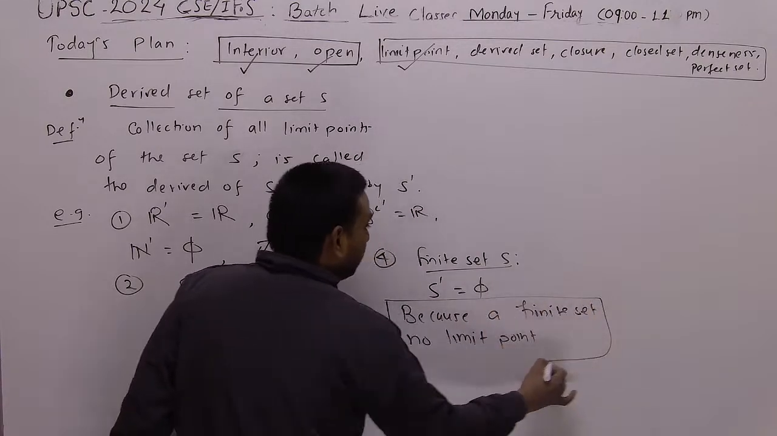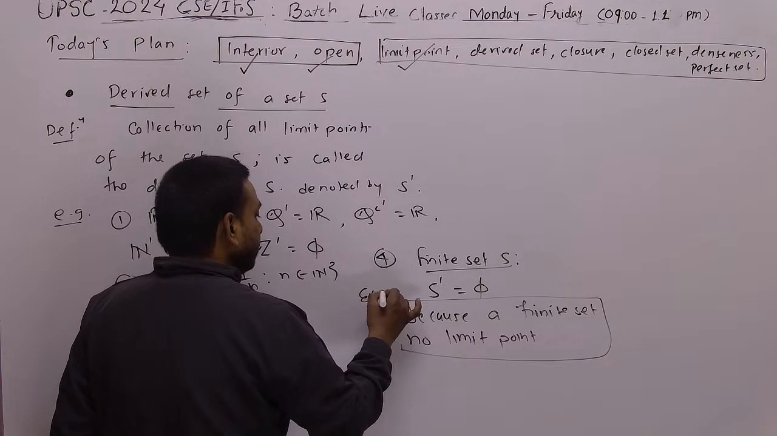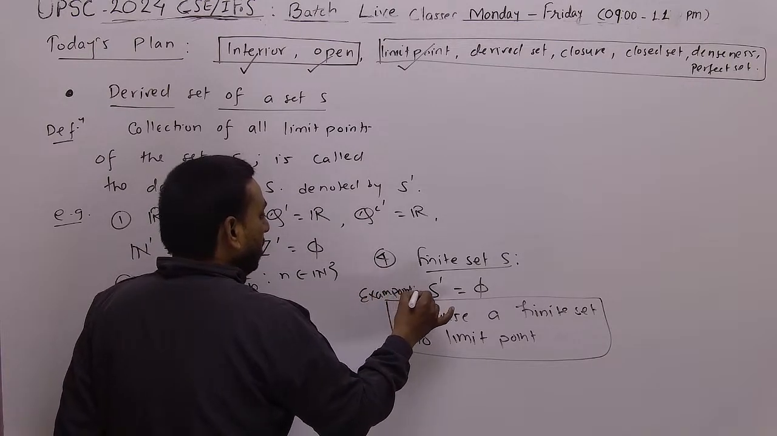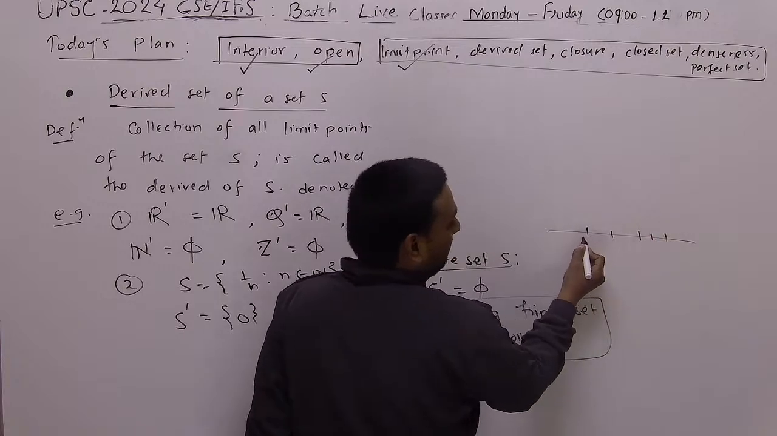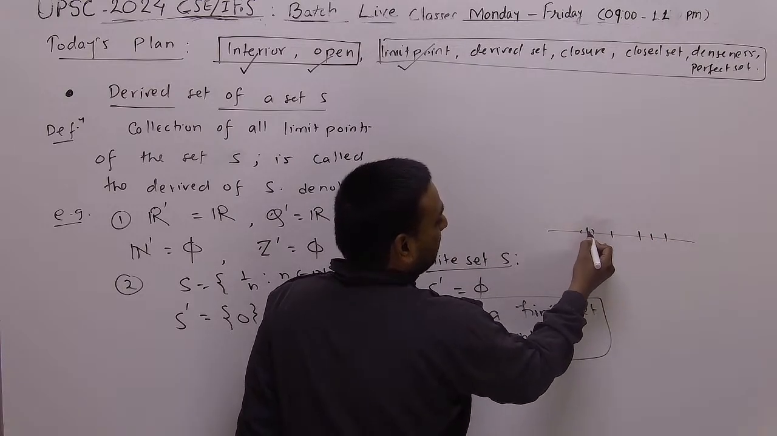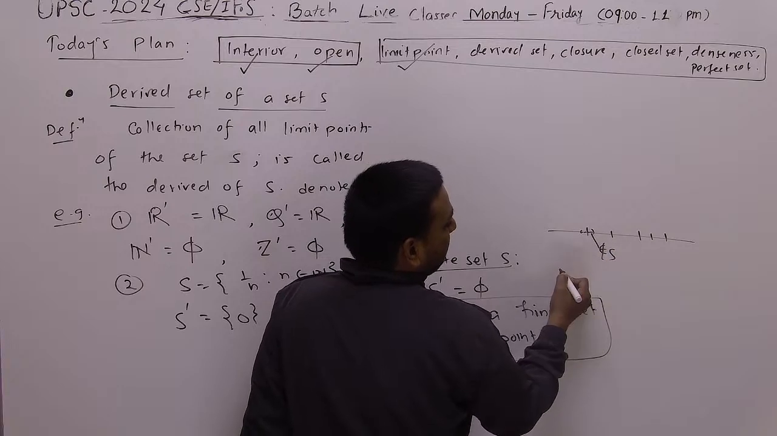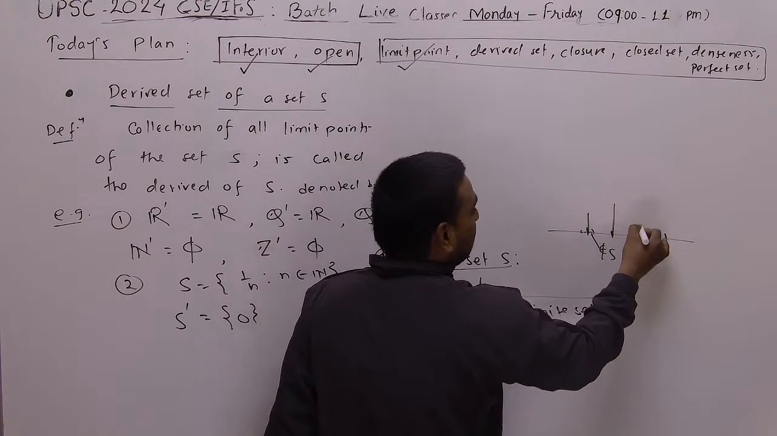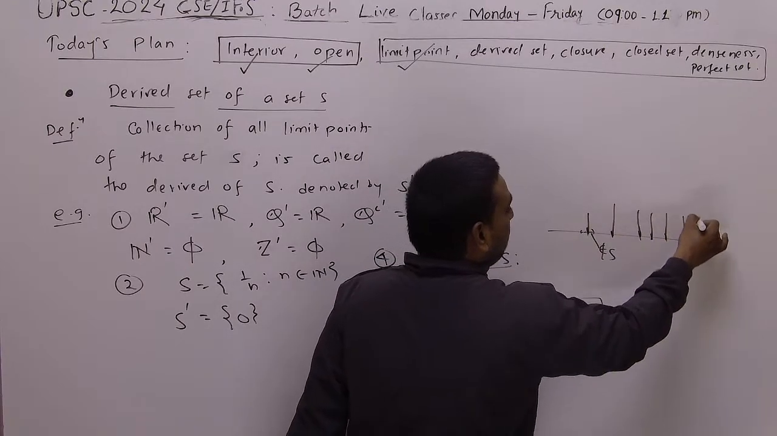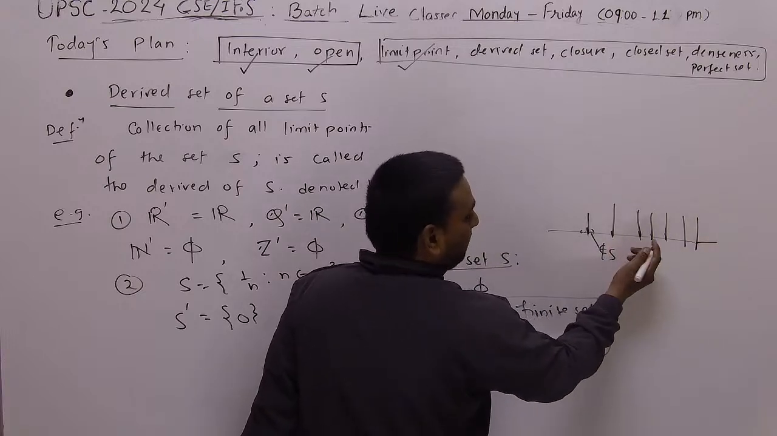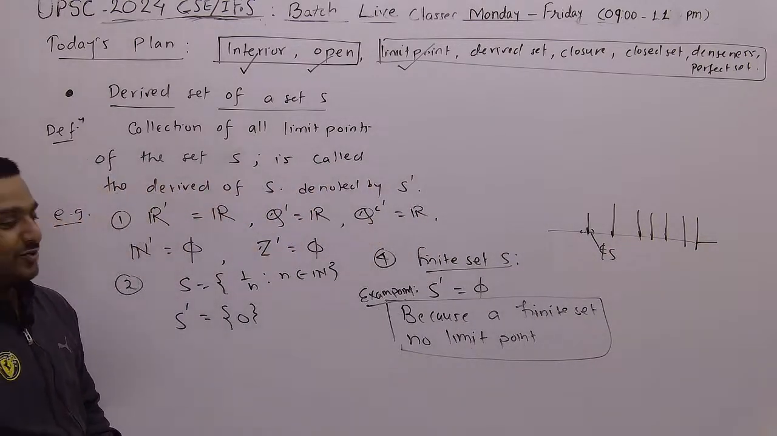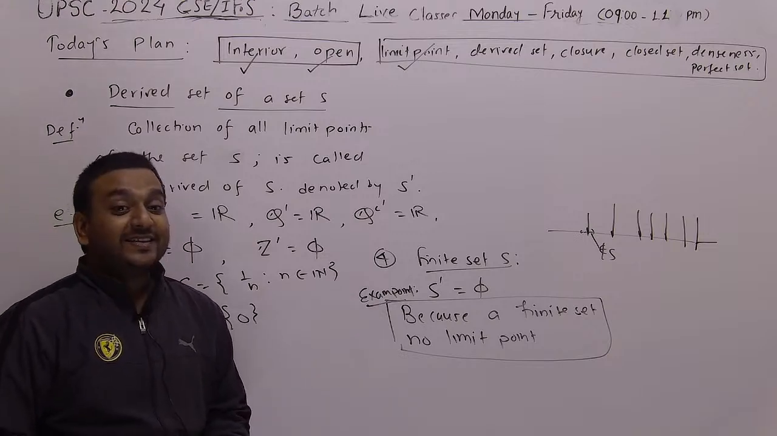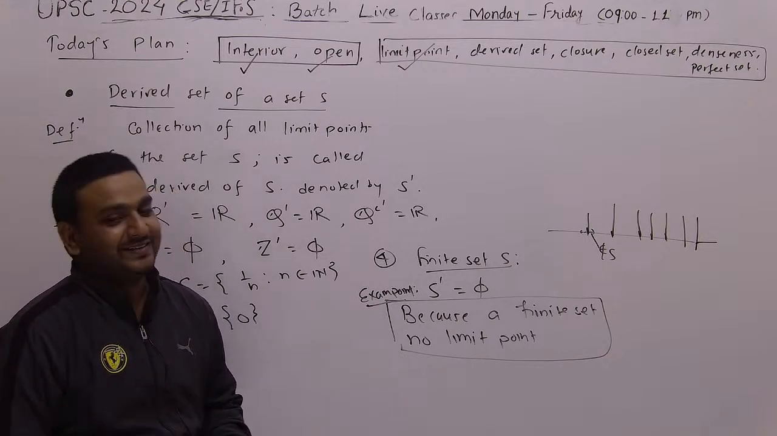So that is an exam point for you. Please do remember. You can get the logic: suppose you have any finite set and you take any ball, then obviously the ball will contain numbers which are not in S, because inside S you have only finitely many points, no other points left. So what will you remember? A finite set has no limit points.